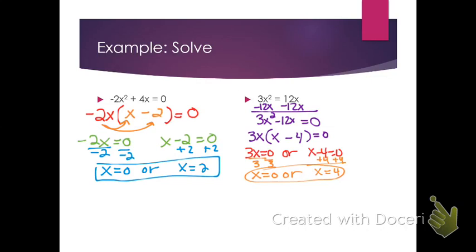Now, you won't always end up with two solutions, but if you look at the degree of the polynomial, that will tell you how many solutions you should end up with. So for example, if there was an x cubed as the highest exponent, then you would end up with 3 answers. That's just kind of a quick way to make sure that you've gotten enough solutions.